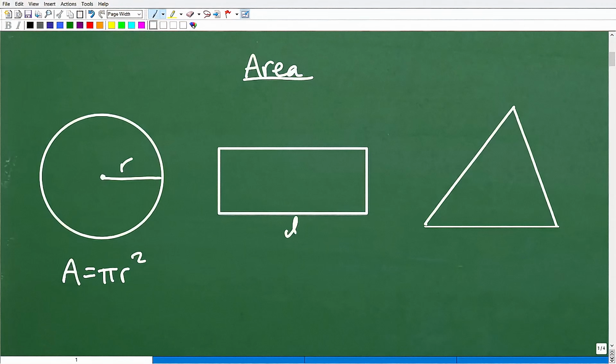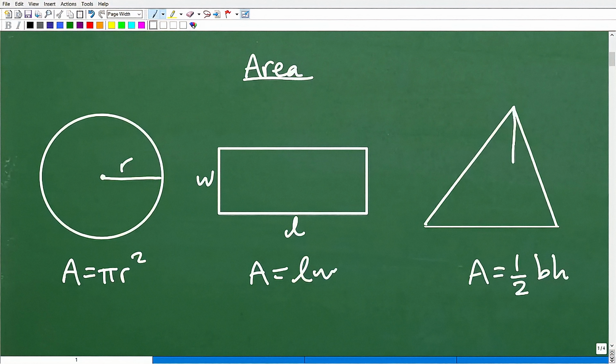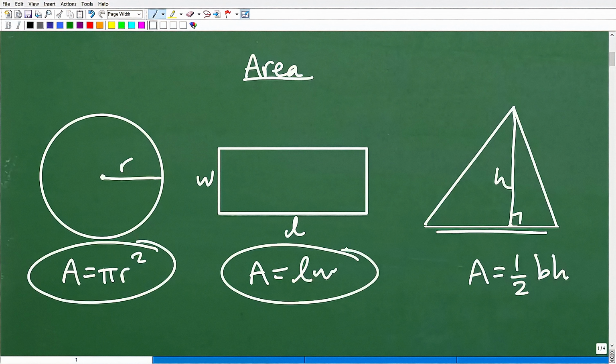And here I have a rectangle. This is the length and this is the width. So how could I find the area of this guy? Well, again, I can use this formula, area equals length times width. Right? You're like, oh, yep, I remember that. And here I have a triangle. You're saying, oh, the area of a triangle is 1/2 base times height. So this would be like the height right here, and this would be the base. So I could find the area of a circle, a rectangle, or triangle, not a problem, right? So what's the secret though? The secret is knowing the formula for those respective shapes, okay?